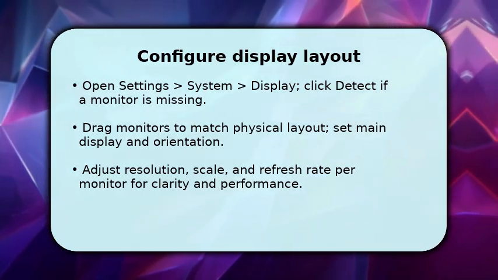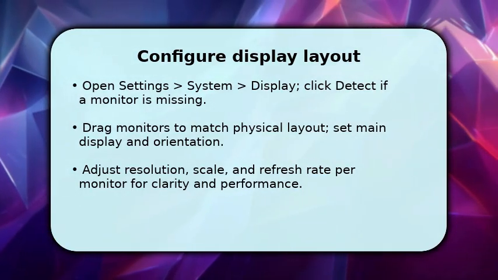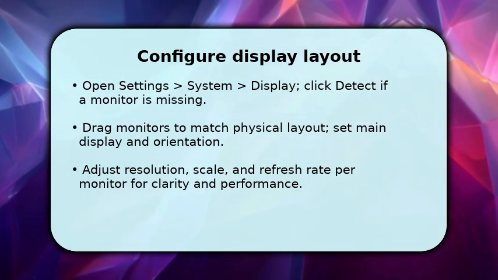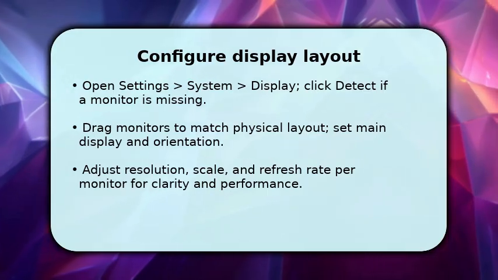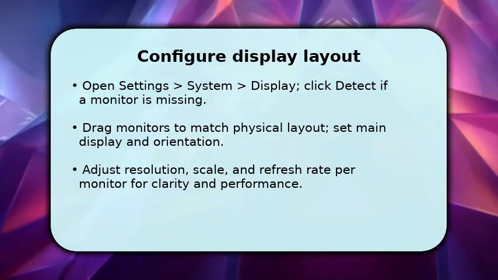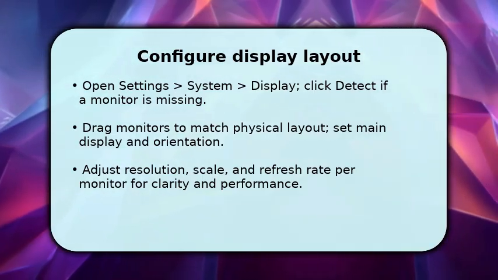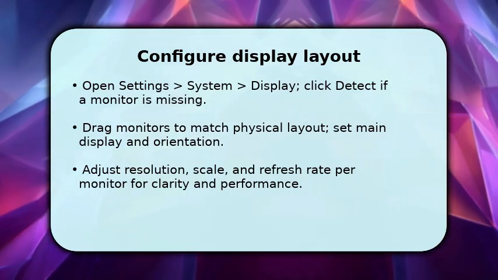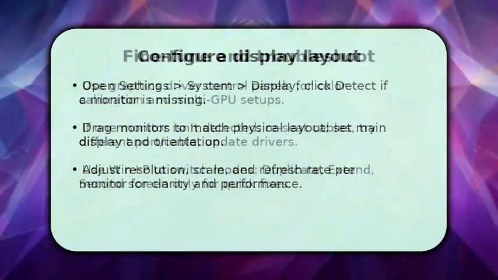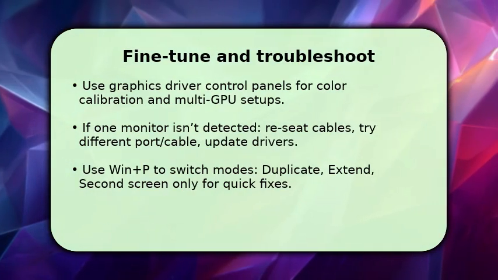Once arranged, choose which monitor is your main display to host the taskbar and new windows. Then adjust resolution and scale individually so text and UI size look consistent. Set refresh rates to avoid flicker. Make sure to apply changes and test by moving apps across displays. To verify, finish by fine-tuning color, scaling, and GPU settings so images and text match across monitors.